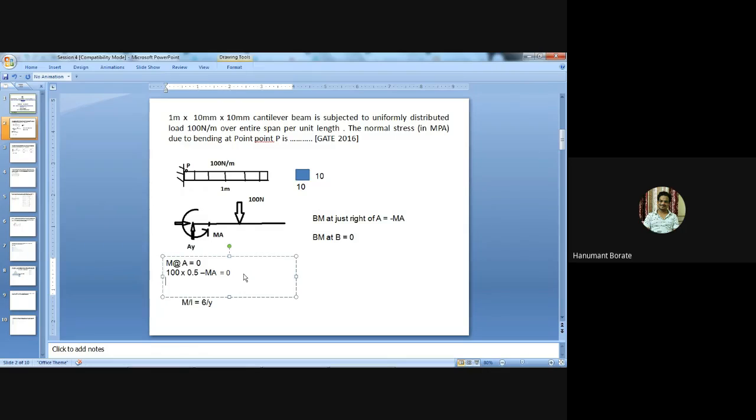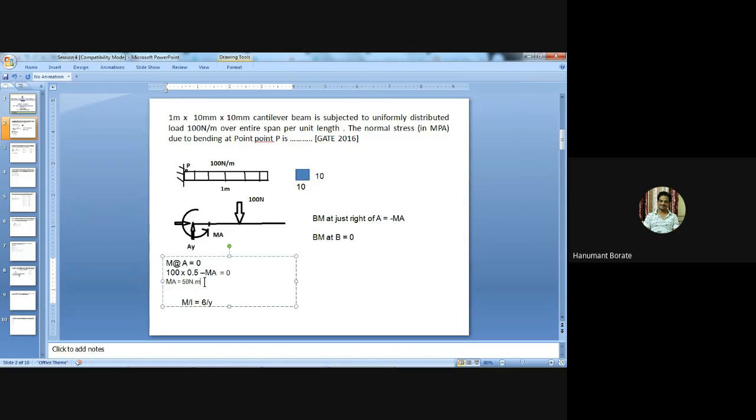The value of MA is 100 into 0.5, which means 50 Newton meter. That is the maximum bending moment. Okay. Now we got the value of M.